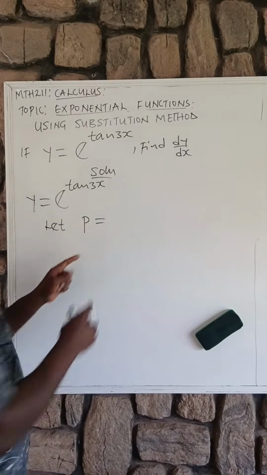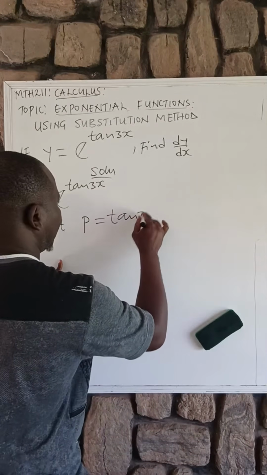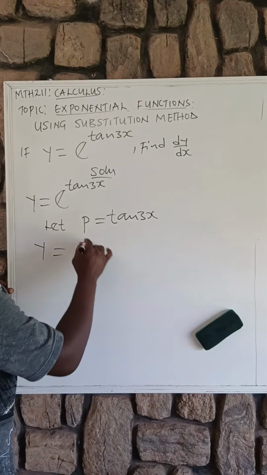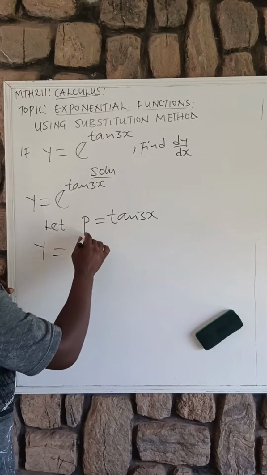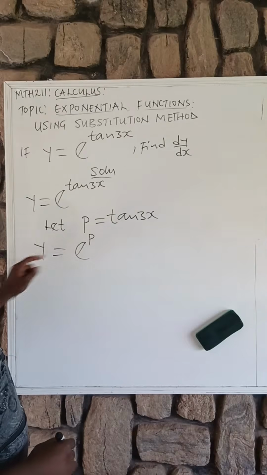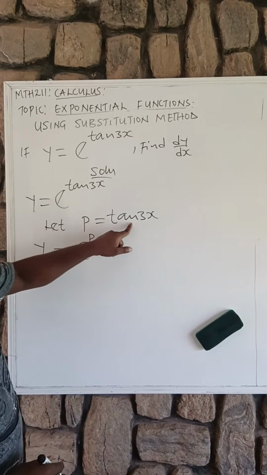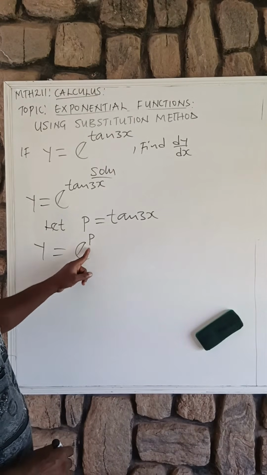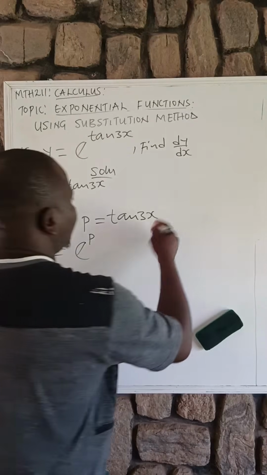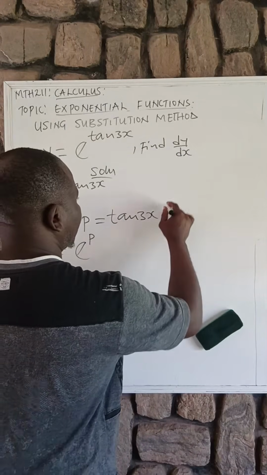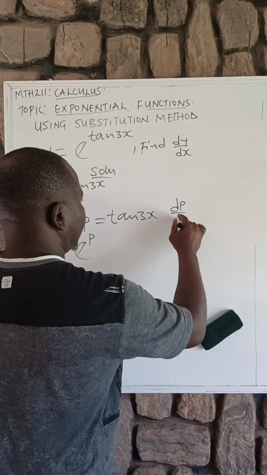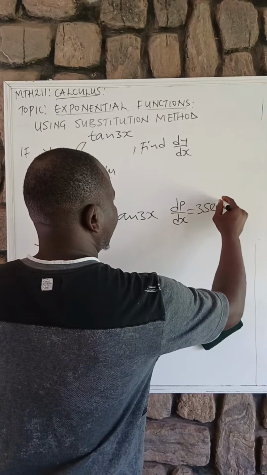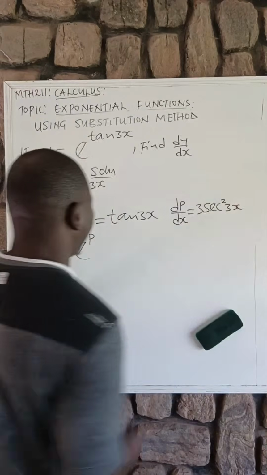What is on top of the exponential is what? Tan 3x, true or false? Tan 3x. Then this means that your y will now be equal to exponential P. So we have to differentiate tan 3x, then differentiate exponential P. When we differentiate this function, dp over dx will give us 3 sec square 3x.